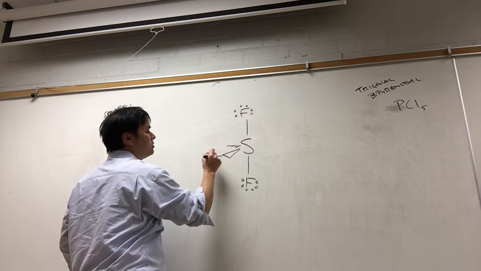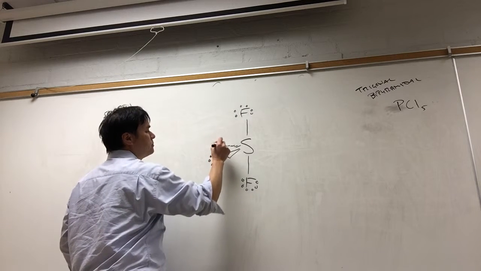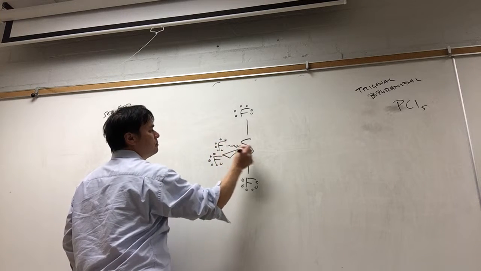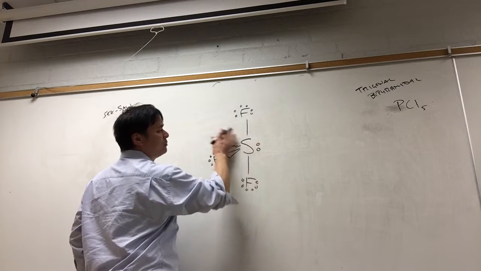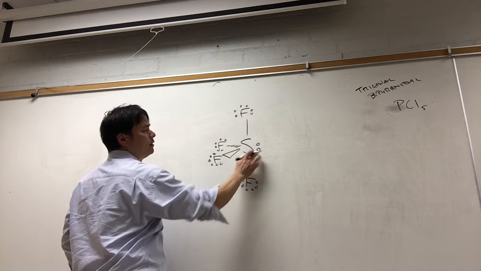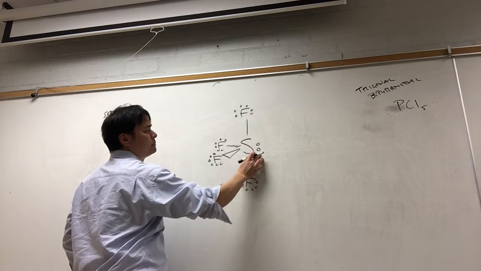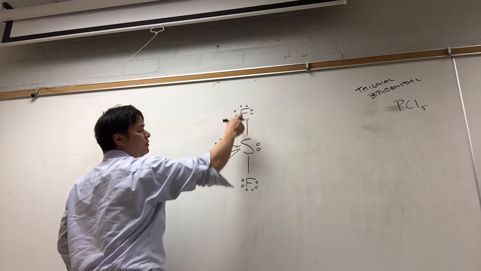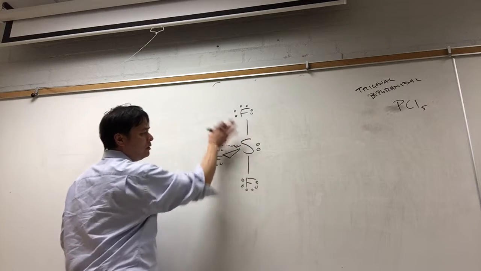And I'm going to use these 2 equatorial sites here. And then the lone pair I'm going to put in the plane in this equatorial site. And so this fluorine, this sulfur, this fluorine, and the lone pair are all in the plane.